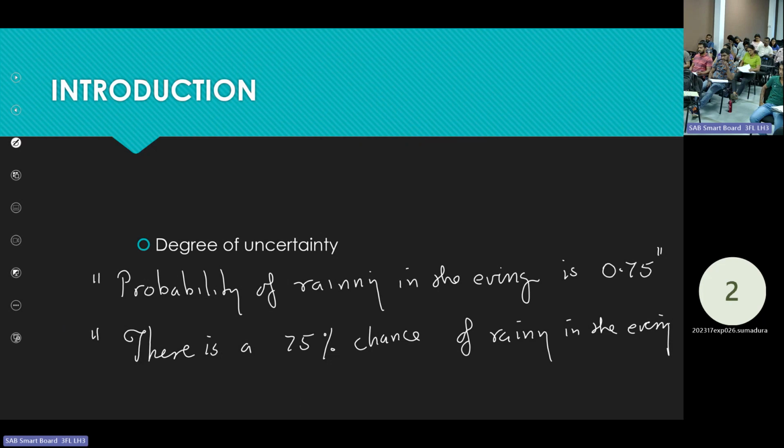So we don't say 75% probability of winning or raining in the evening, right? If it is 75%, you say it's a chance. 75% chance, probability 0.75. 85% chance, probability 0.85. Same value: in decimal form we call it probability, in percentage form it's a chance. So both mean the same thing. So why do we need probability? When there is uncertainty, probability comes in.